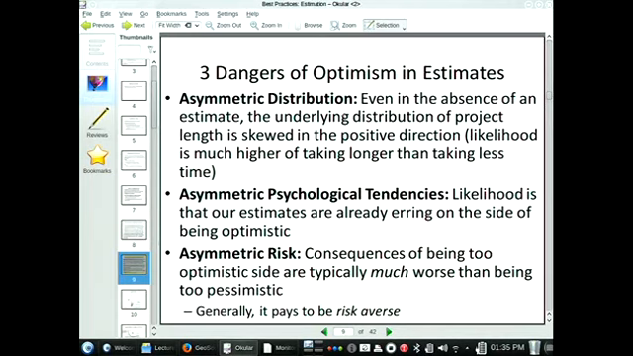Some things can take a very, very long time, but it's hard to be that much shorter. There's a lower bound on how long it can take. There's no upper bound on how long it can take within realistic limits. Secondly, there are psychological tendencies. We tend to estimate things on the side of being overly optimistic. We tend to give estimates that are too optimistic. The third thing is there's asymmetric risk.